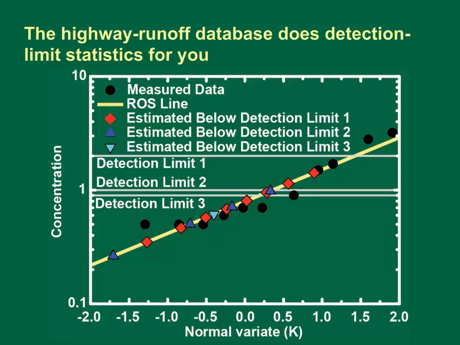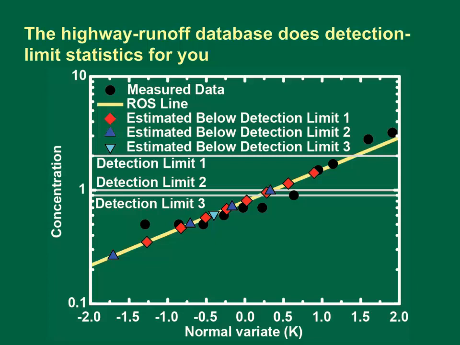In some cases, one or more highway runoff concentration values may be identified as being below one or more detection limits. In this case, the highway runoff database does the detection limit statistics for you. This graph shows the hypothetical concentration on a logarithmic scale on the vertical axis and the normal variate on the horizontal axis. The highway runoff database uses the regression on order statistics method to generate the yellow line from the measured values, which are the black dots.